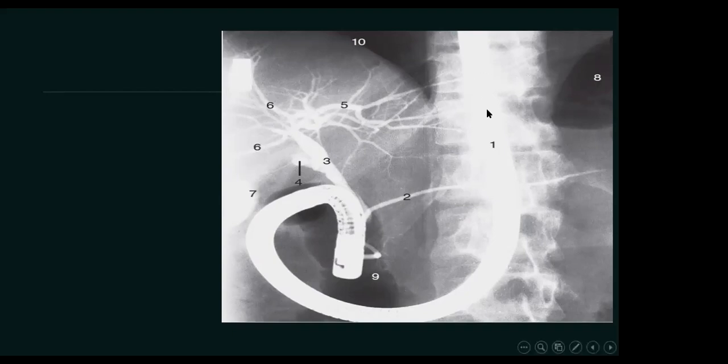This is an ERCP study. Number 1 is the endoscope itself. This is the endoscope itself.